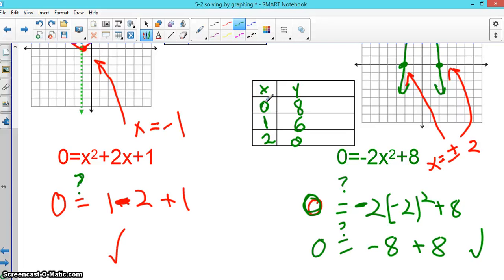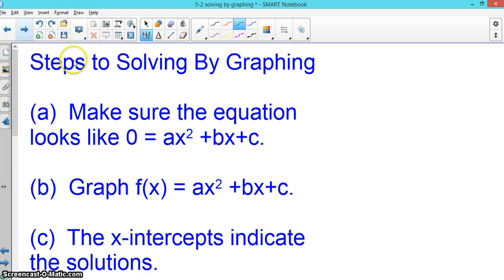All right, there's 2 examples. So I'm going to go to the next page, which is just the steps. So what you should do is pause this and write it down. Okay?